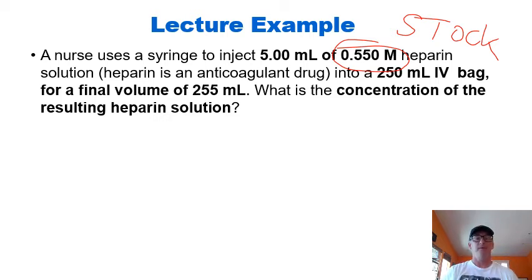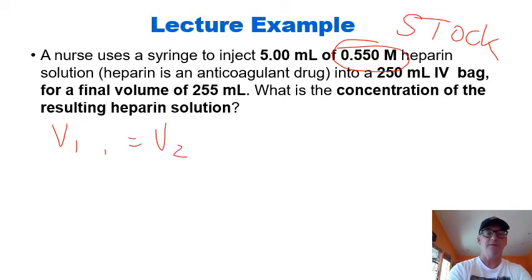And then you put that into a 250 mL IV bag, and then you would have a final volume of 255 mL, because you have to add the volume of the solution you start with plus the one you've added. So what's the resulting final concentration of heparin? Well, to solve that, we then use our good old C1V1 equals C2V2.